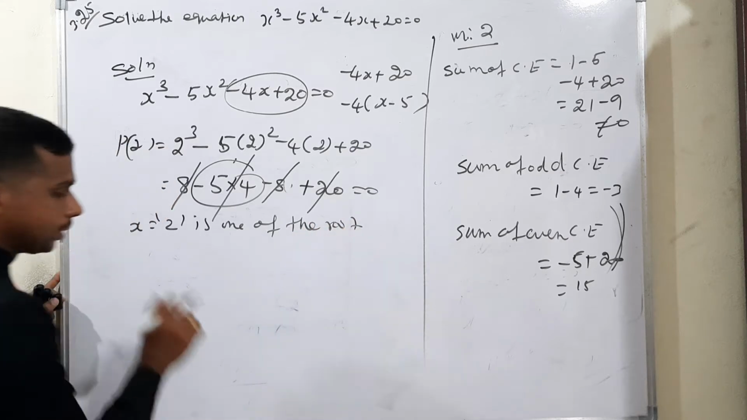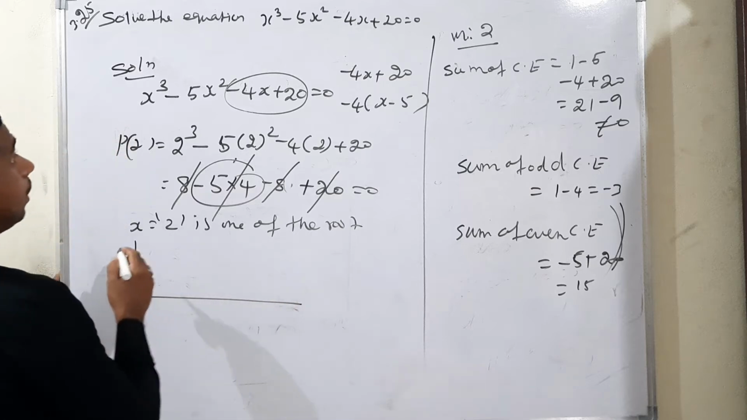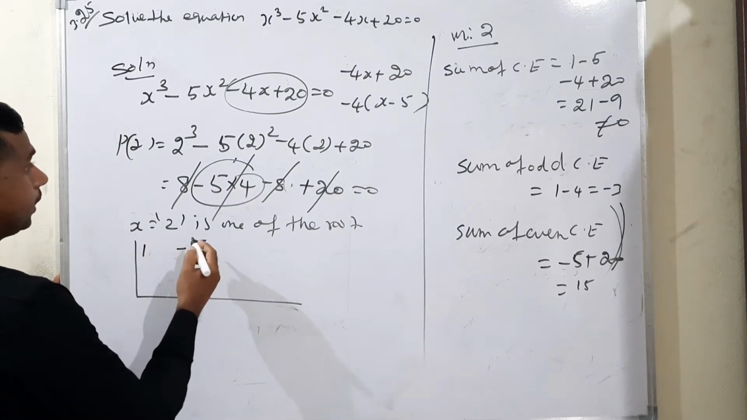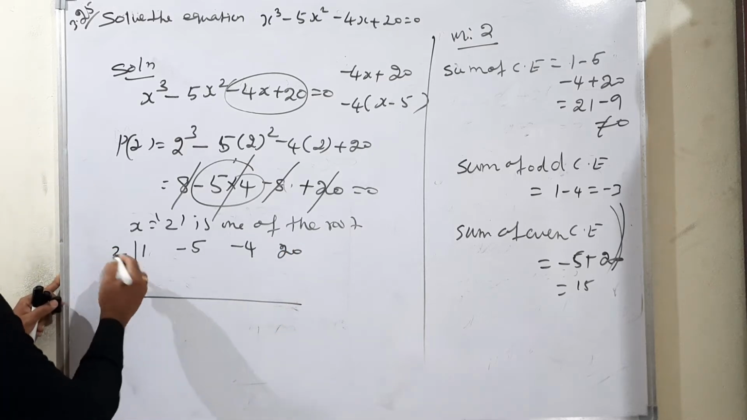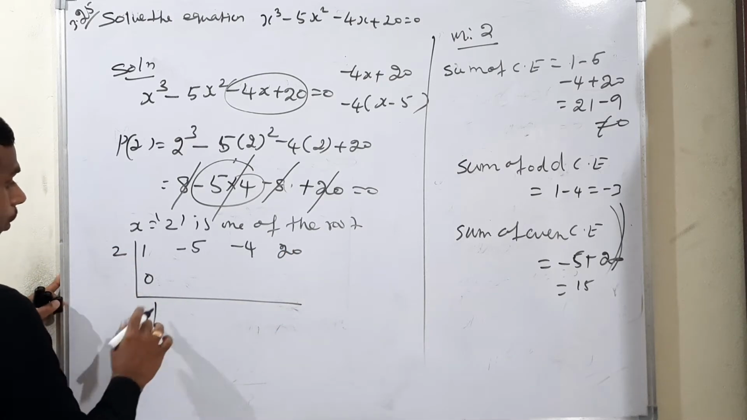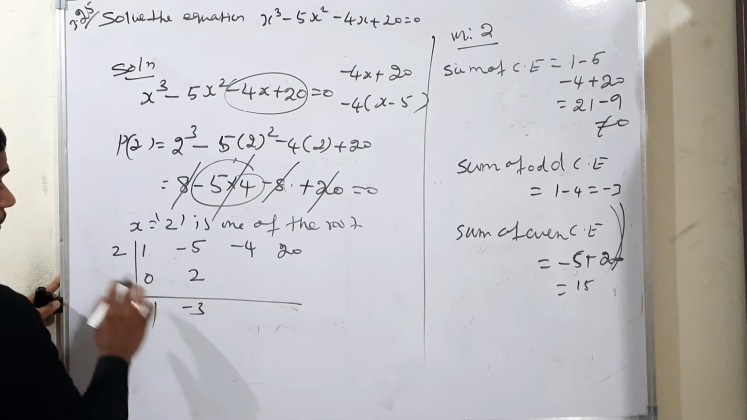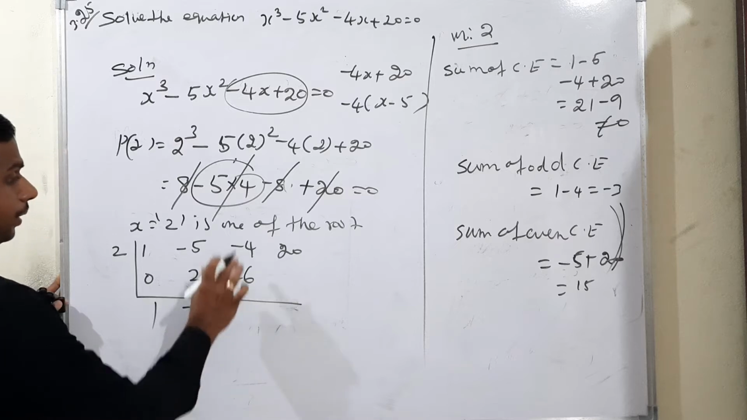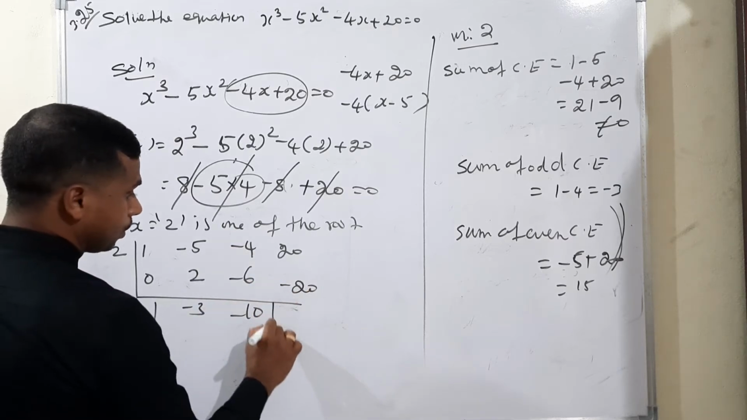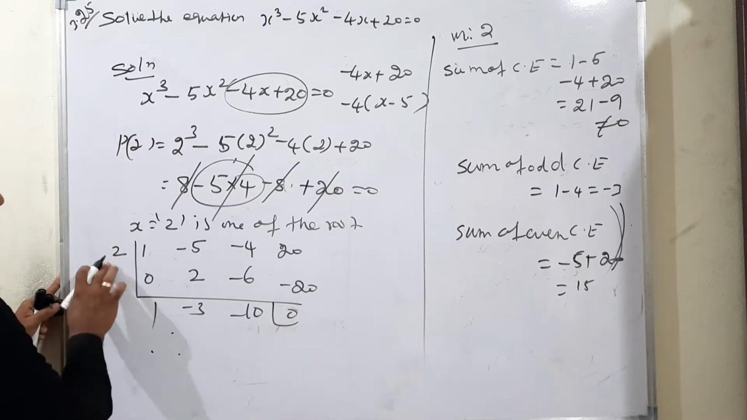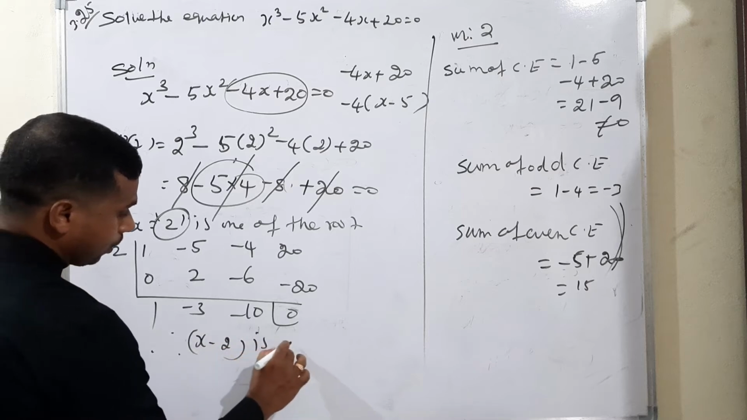So since it is one of the roots, definitely you can apply synthetic division. Synthetic division: 1, minus 5, minus 4 and positive 20. So 1 plus 0 is equal to 1. 1 into 2 means 2. Minus 5 plus 2 means minus 3. So 2 into minus 3 means minus 6. Again minus 6 plus minus 4 means minus 10. So 2 into minus 10 means minus 20. See, 0. Therefore x is equal to 2 is one of the roots, which means x minus 2 is a factor.